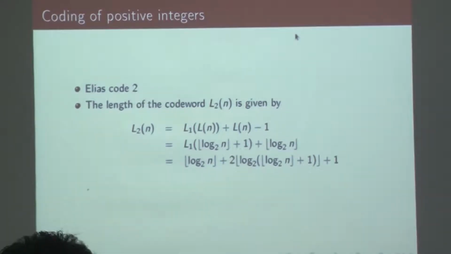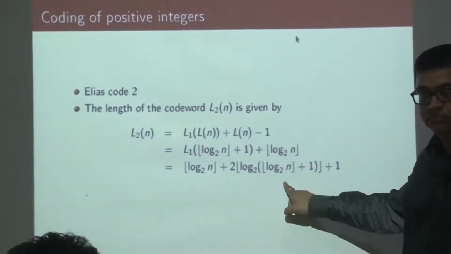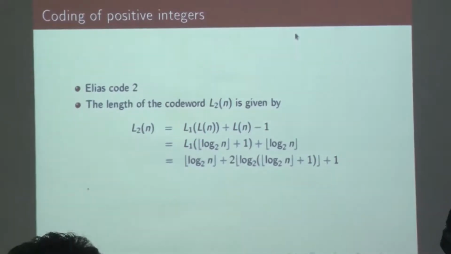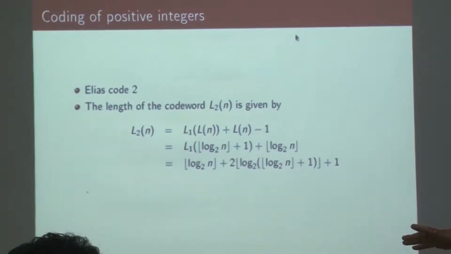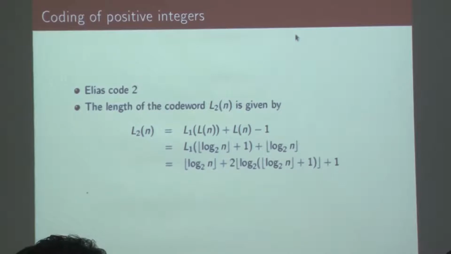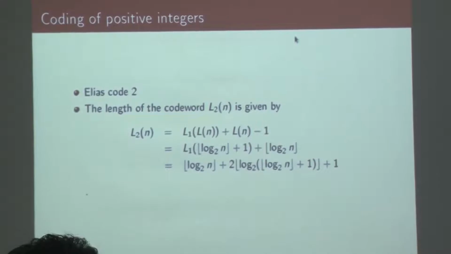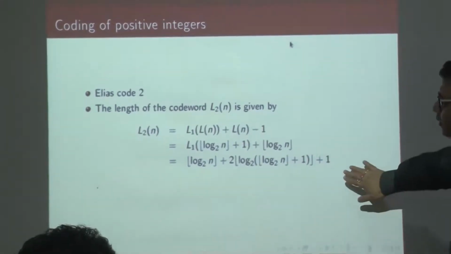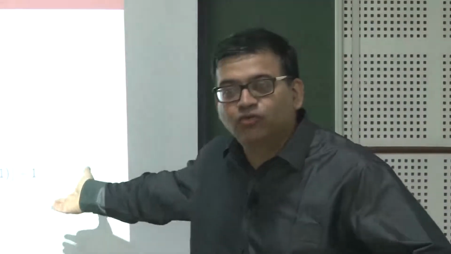So, what is the length now? I have a log n term and I have a log log term plus 1. What was happening in the B1 code? I was getting 2 times log n. So, now you can see one log n term has been replaced by a log log term. So, if n is large, log log will be less, correct. So, are you convinced that for large n, this code will require a lesser number of bits?